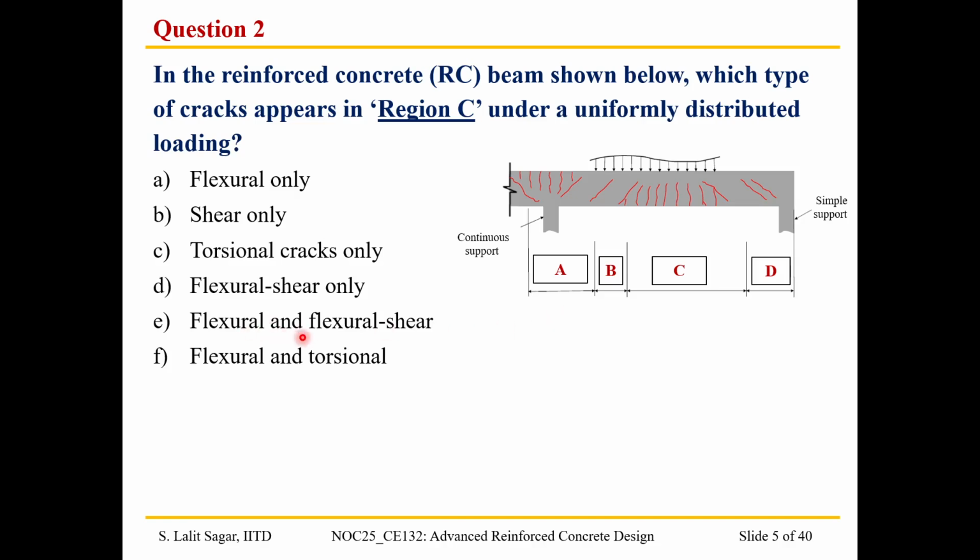Again, this question is theoretical or conceptual in nature. In the reinforced concrete beam shown below, which type of cracks appear in region C under a uniformly distributed loading? So let us consider that the reinforced concrete beam is subjected to uniformly distributed load. What kind of cracks are observed in region C? That is the question.